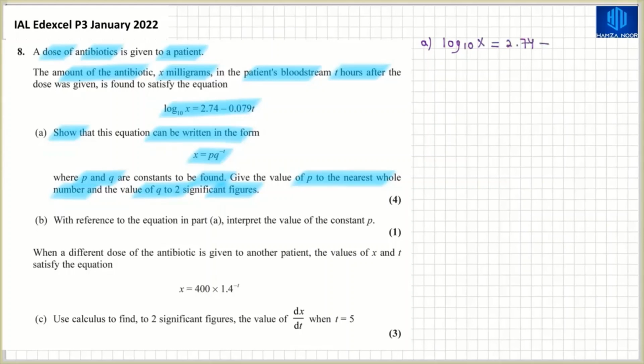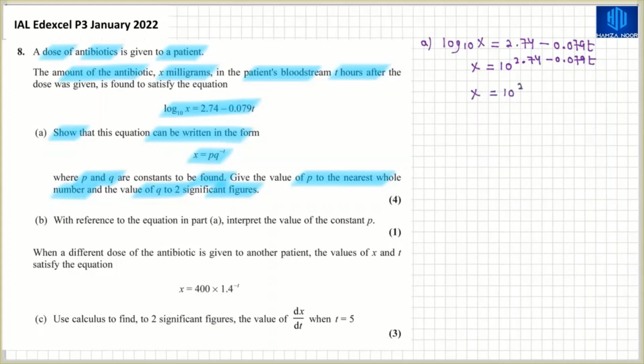2.74 minus 0.079t. So here we need to make x the subject, and x is the argument of the log. When x is made the subject, the log will be removed and the base of the log, which is 10, will become the base of the index form. So therefore x equals 10 raised to the power 2.74 minus 0.079t. In the next step, according to the laws of indices, I can rewrite this equation like this.